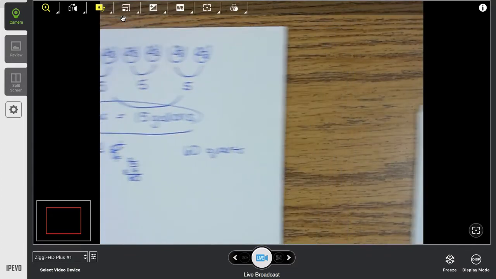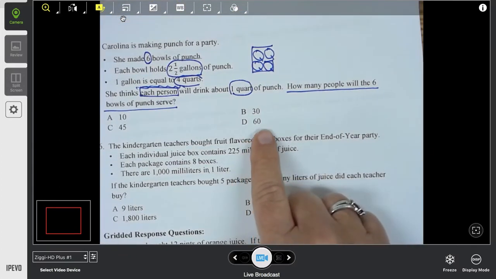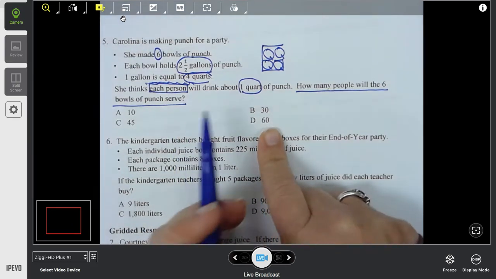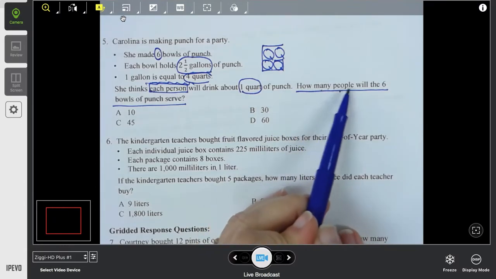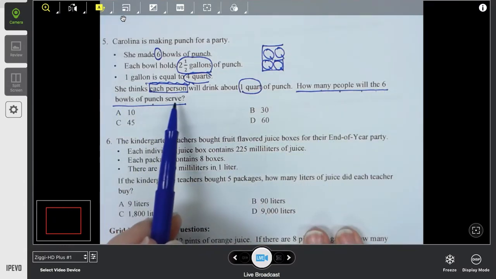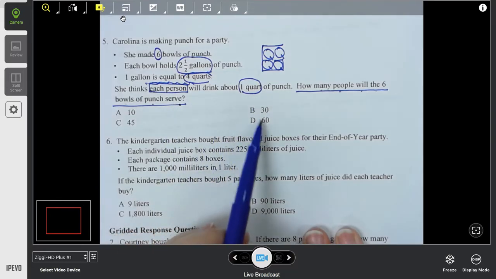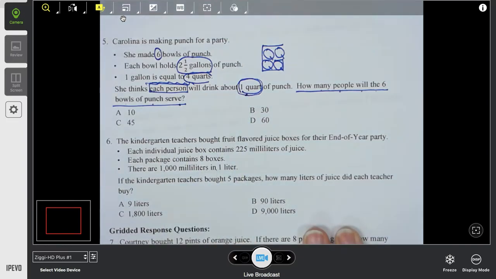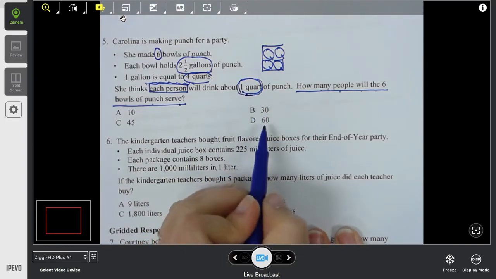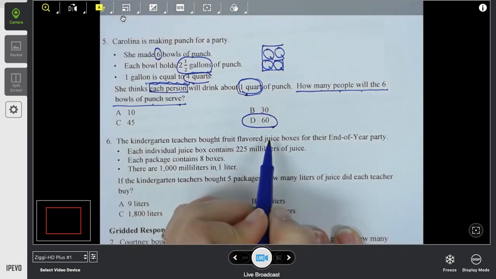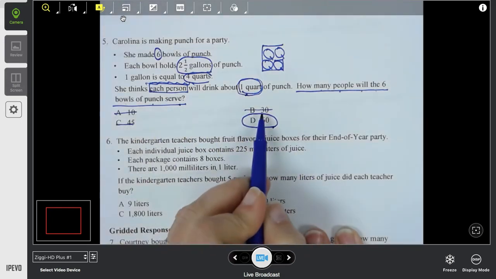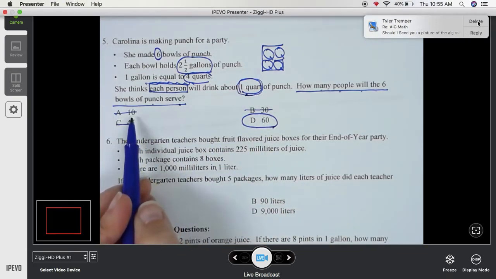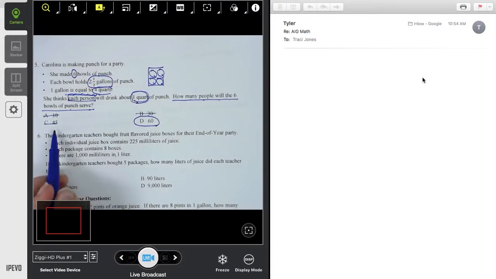Well, let's take a look at our answers. Look what's there, 60 quarts. So they're assuming that you're just going to do your conversion and then stop. But if I read my question, it says, how many people will the 6 bowls of punch serve? Well, is it 60? Because everybody drinks 1 quart of punch. Well, since there are 60 quarts in 15 gallons, she can serve 60 people. Not these. This would be if everybody drank 2 quarts. This would be if everybody drank 6 quarts. This would be if everybody did 1.5 quarts.